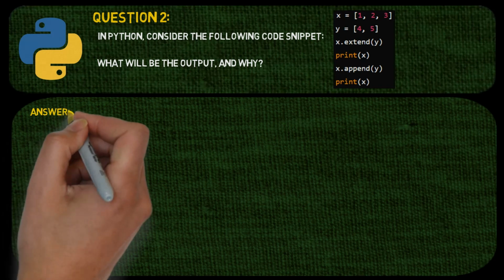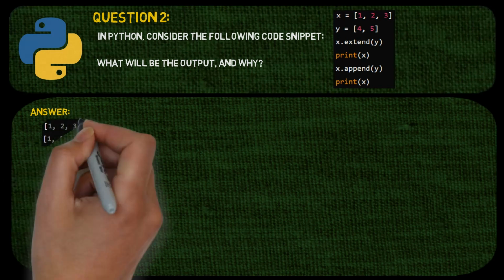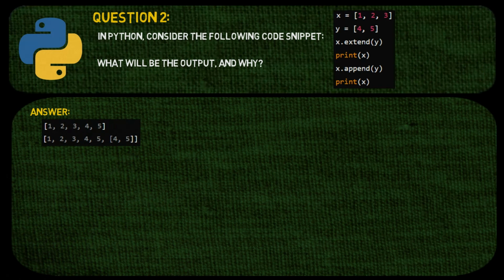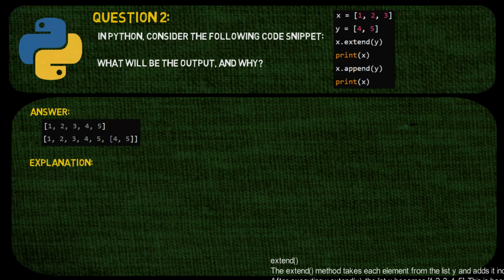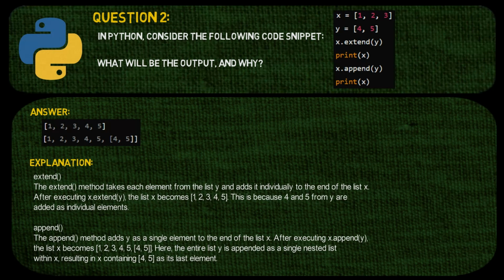Answer. Here's the result. After x.extend(y), the list x becomes 1, 2, 3, 4, 5. Why? Because extend adds each element from y as individual elements to x.